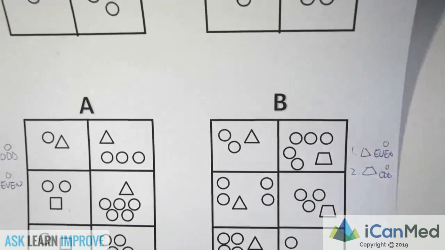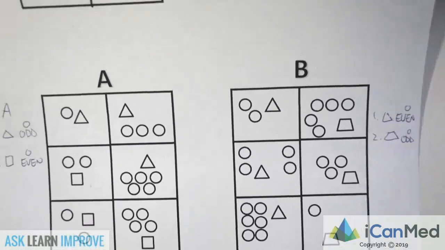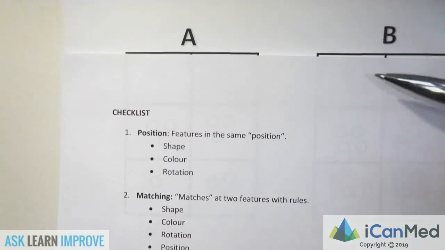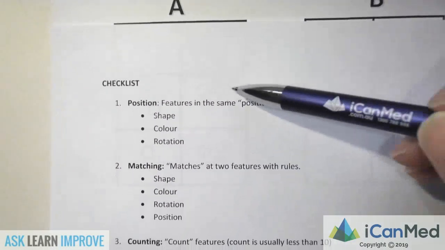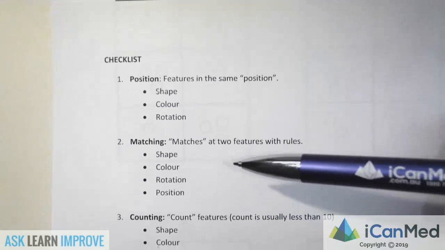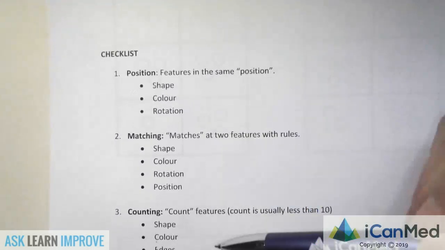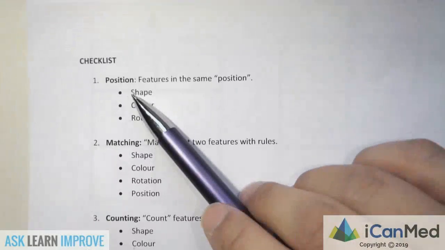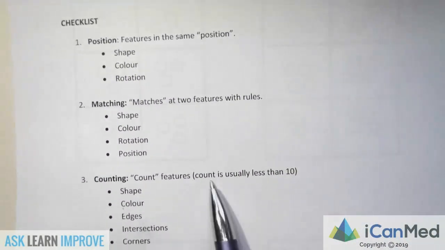So there we go. That is all our patterns, and that's how we go about trying to find them. So you have this checklist, and literally all the patterns in the UCAT will be one of these 3 patterns. Sometimes you might get multiple patterns within the same 2 sets. So you might get a position pattern, and you may also get a counting pattern.